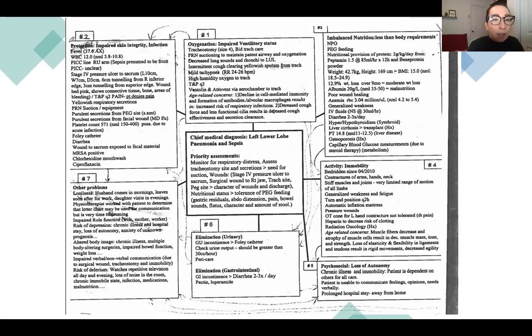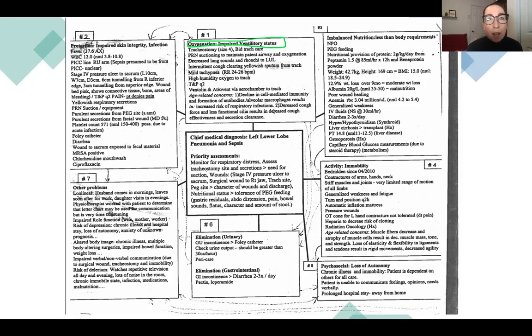And let's take an example here. Let's go with number 1, oxygenation, impaired ventilatory status. And obviously you can word this in whichever way you want. There's multiple ways to express altered oxygenation, right? As long as it's clear.